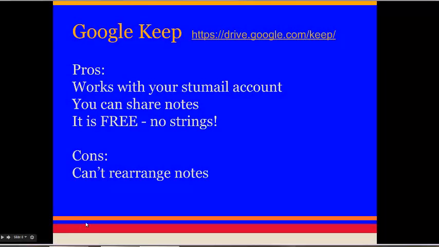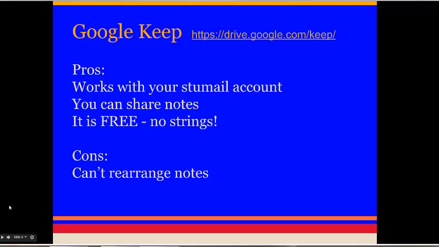There's also something called Google Keep, and Google Keep works in collaboration with Google Drive, but I haven't quite figured out how that works so far. The pro for Google Keep is that it works with your student email account. Everyone who has a StuMail account at JCCC has access to Google Drive and Google Keep. I use Google Drive all the time. In fact, I created my presentation on Google Drive. So aside from the fact that you have access to Google Keep, it also allows you to share your notes, and of course the best thing is that it's free.